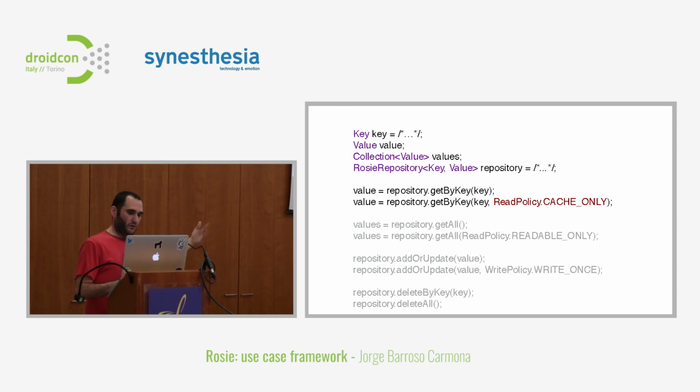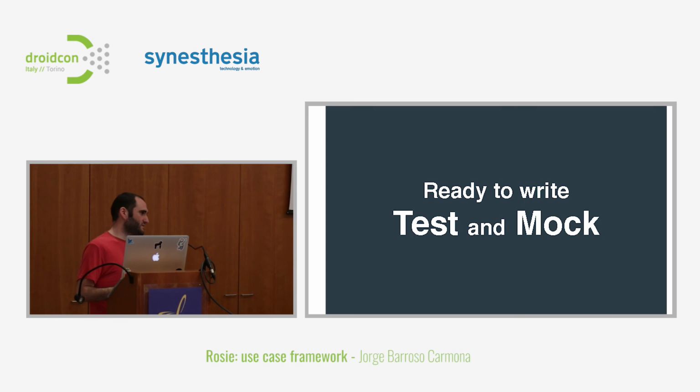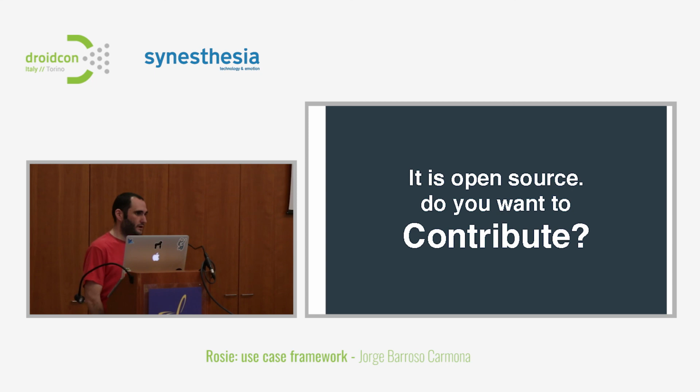Some conclusions: this is not a silver bullet, it doesn't work for everything. It's easy to write new features because you only focus on your domain, your views and your data. Thought for new projects, please don't change your existing code. Forget about concurrency because it's managed by the system. It's easy to write tests, and it's open source, so if you want to contribute or use it or take only some part of the code, it's there for you.